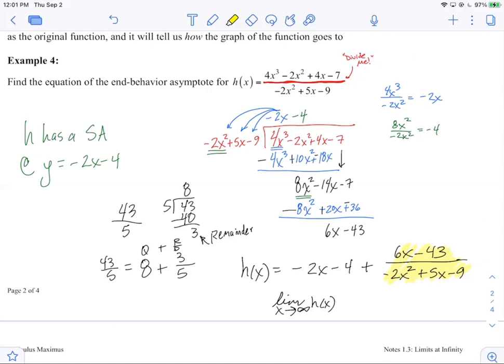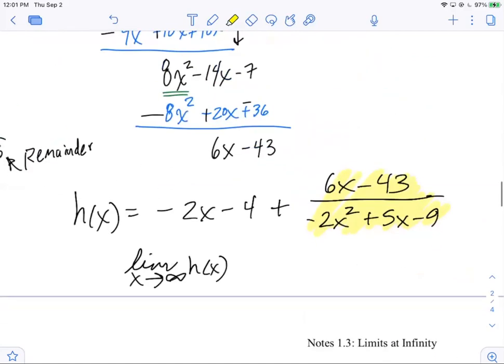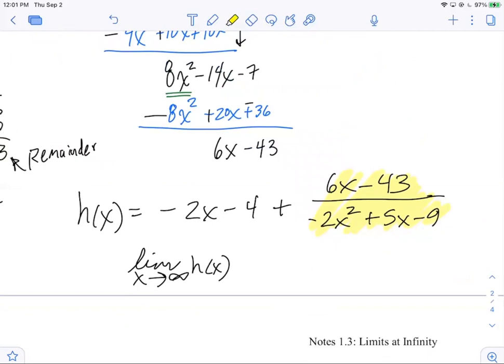So look at what the implications are of this. For huge values of x, approaching infinity or negative infinity, that last piece goes to 0, so h of x approaches negative 2x minus 4, right?